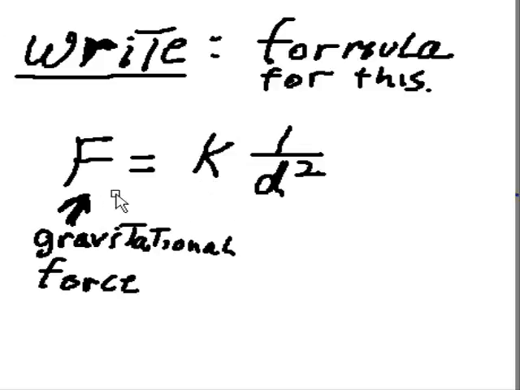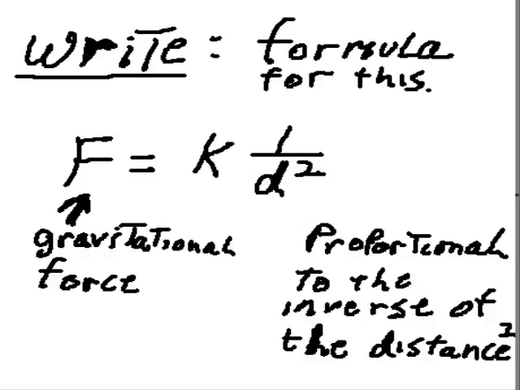That means the gravitational force F is proportional by virtue of some constant K to 1 over d squared. It's equal to K times 1 over d squared. So F is proportional to the inverse of the distance squared. And here's our guy.